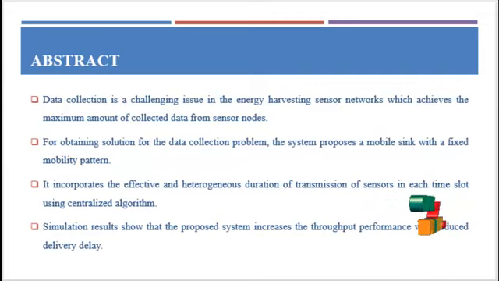As a generalization of the previous work, we propose an optimization model for the problem which incorporates the effective and the heterogeneous duration of the sensor nodes' transmission in each time slot. To improve the network throughput, a simple condition is proposed, which determines the maximum number of available time slots to each sensor node. Accordingly, the proposed condition specifies the constant velocity for the mobile sync.